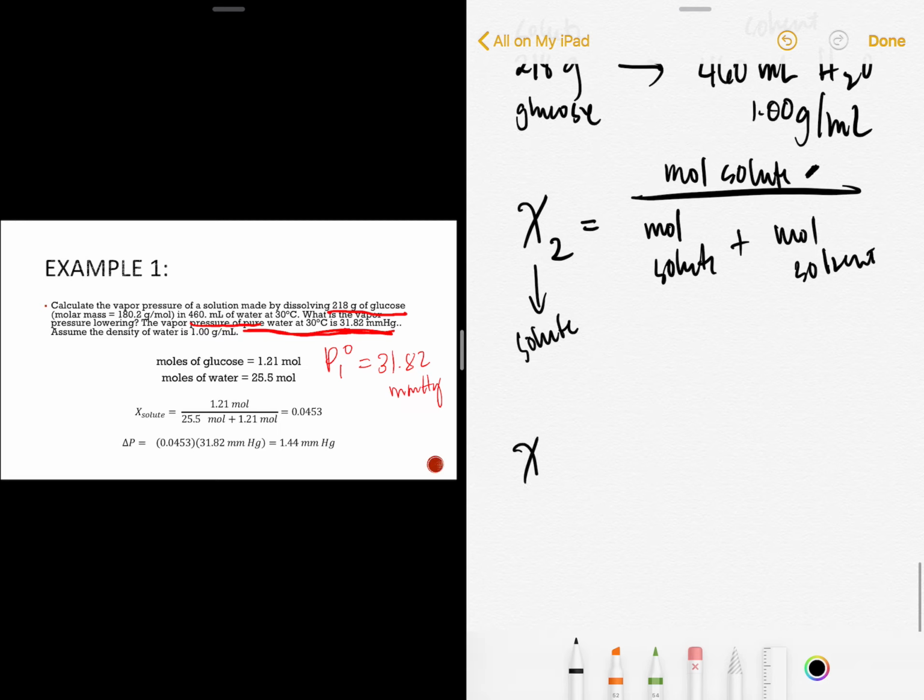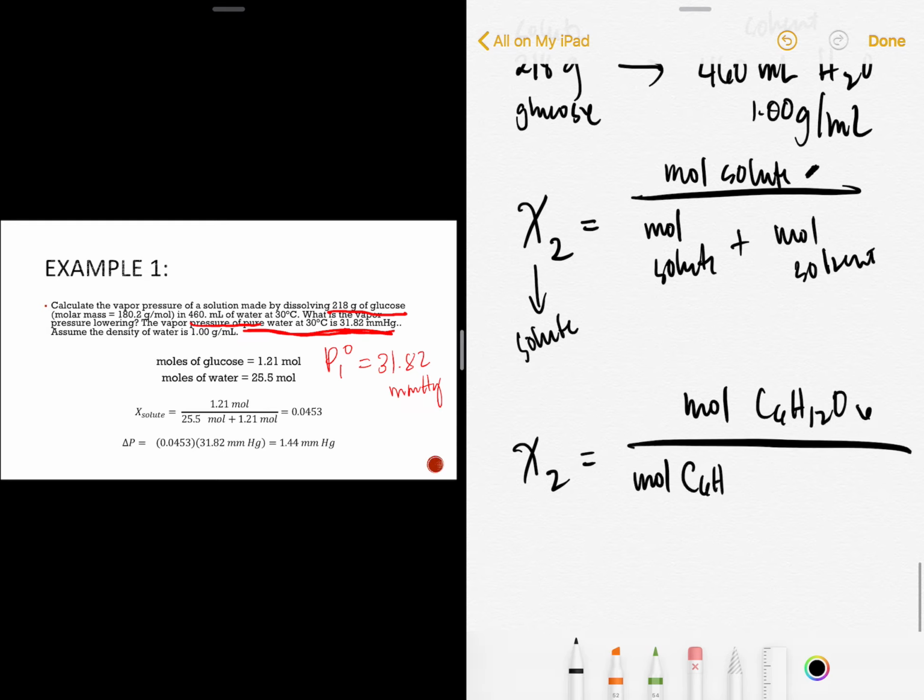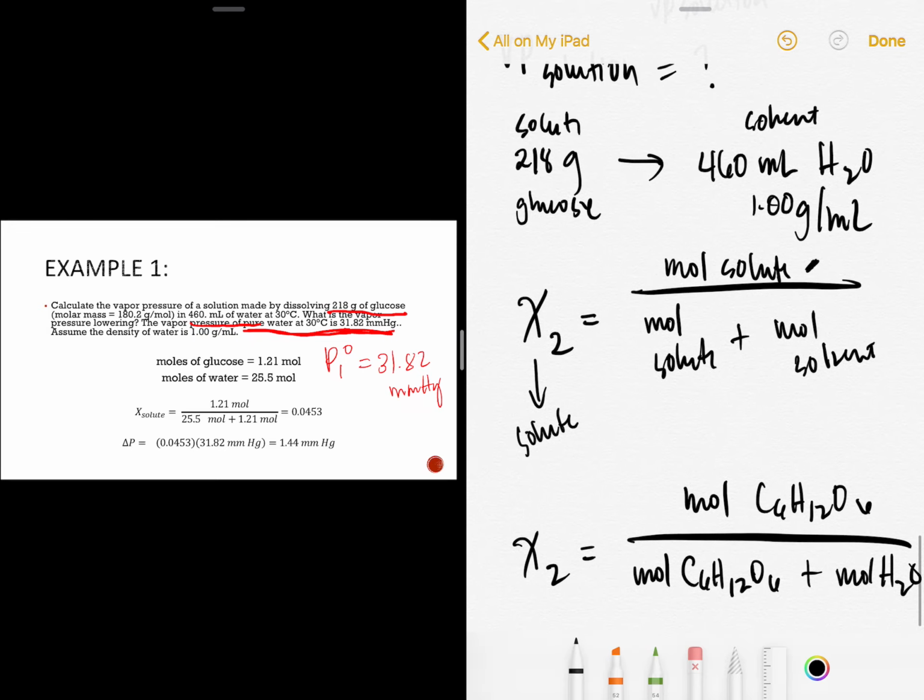So, i-rewrite ko ha para mas makita ninyo. Mole ng glucose, C6H12O6, over the mole of your glucose, C6H12O6, plus the mole of your water. Okay? Madali lang po. Now, can you substitute 218 grams and 460 ml to this formula right away? Hindi po. Bakit po? Kasi po hindi pa po sila nakamole. So, you have to convert this to mole first.